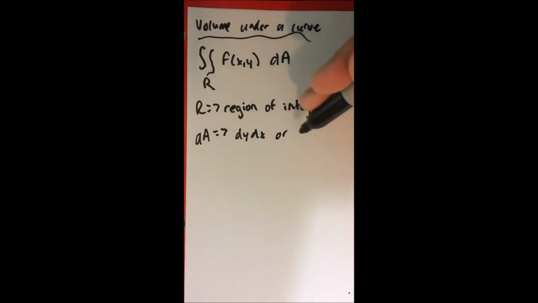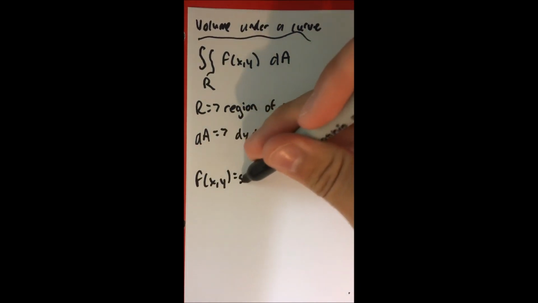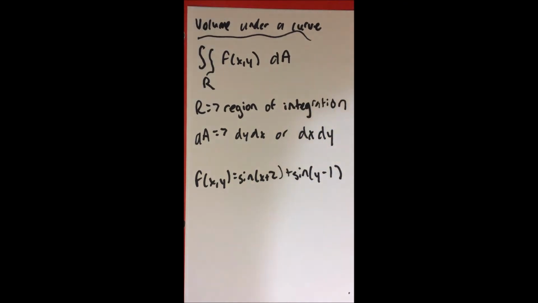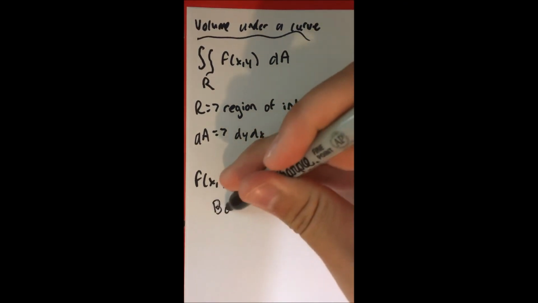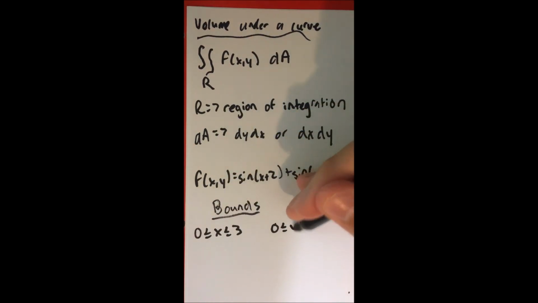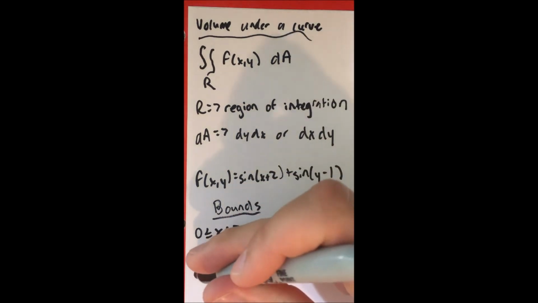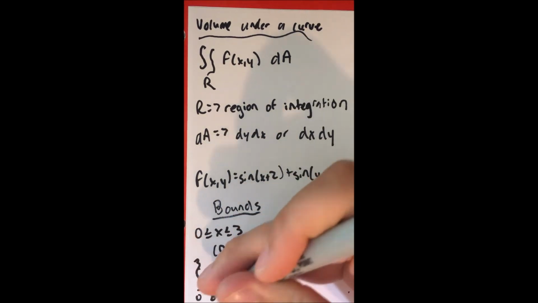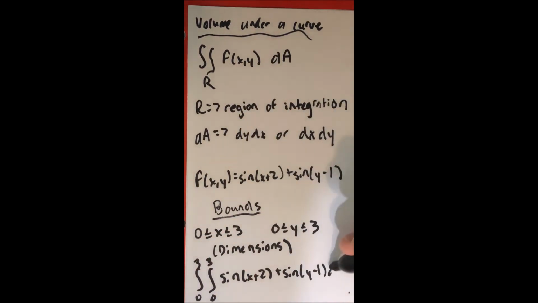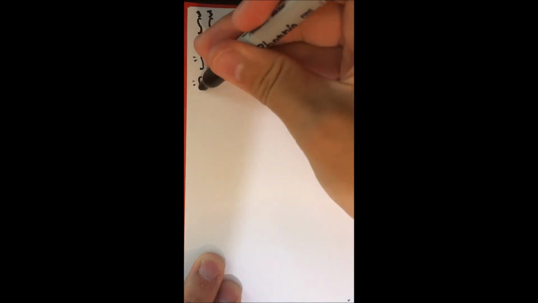So in our case, our function f of x y equals sine of x plus 2 plus sine of y minus 1. And the bounds on our region will be 0 to 3 for x and 0 to 3 for y, because these are the dimensions of the classroom. So that leaves us with the double integral of sine of x plus 2 plus sine of y minus 1 dy dx, with both bounds being from 0 to 3. Now let's solve the double integral.